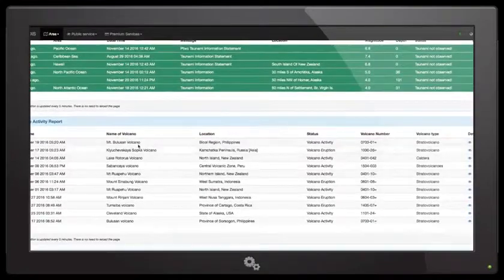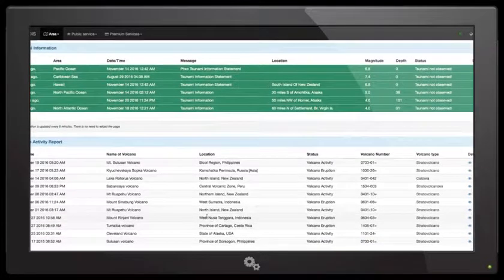But then I get down and had a look at these volcano activity reports, and we can see that there are one, two, three on the North Island, New Zealand. This one had some activity on the 1st of November, here on the 8th of November, and the most recent one was on the 14th of November, which is, as I recall, at the same time as the earthquakes.